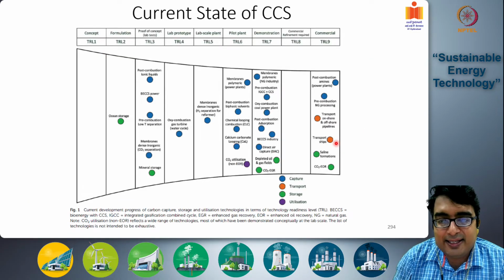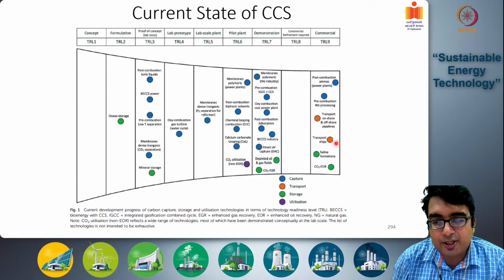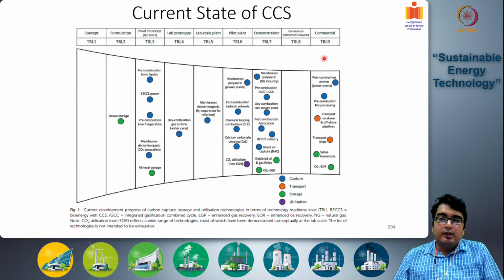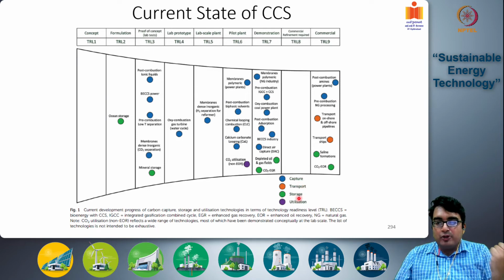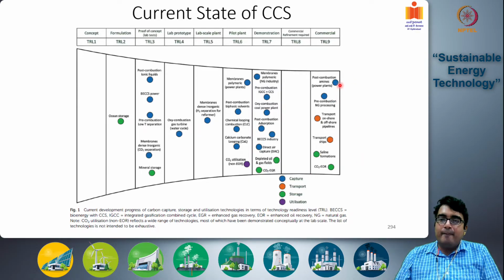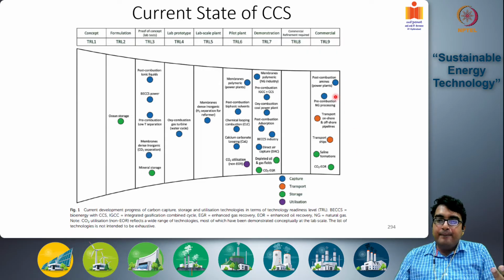This is the current state of CCS technologies. This is the entire thing: capture, transport, storage and utilization. These are well developed commercial technologies. For example, post-combustion amines, so conversion into amines. Pre-combustion natural gas processing. These are different types of capture processing, amine synthesis based systems.